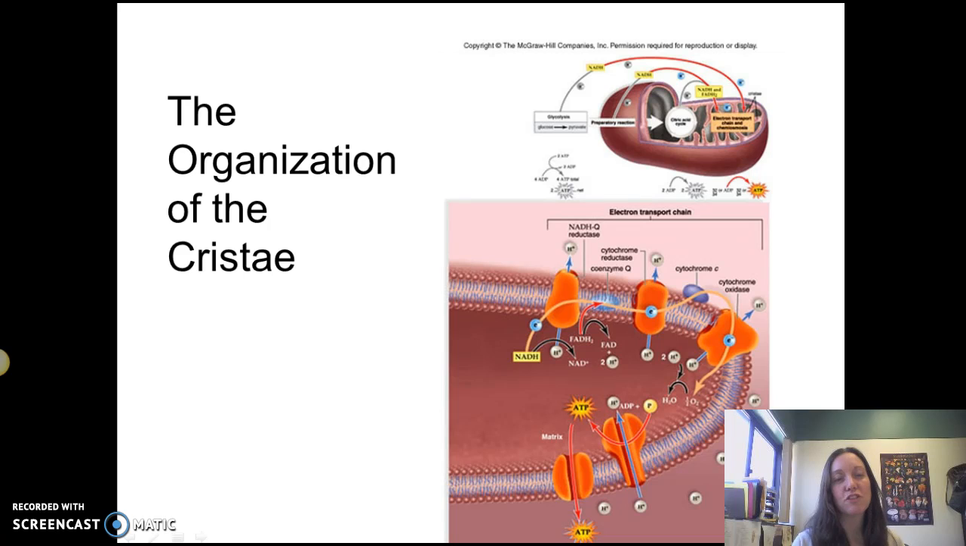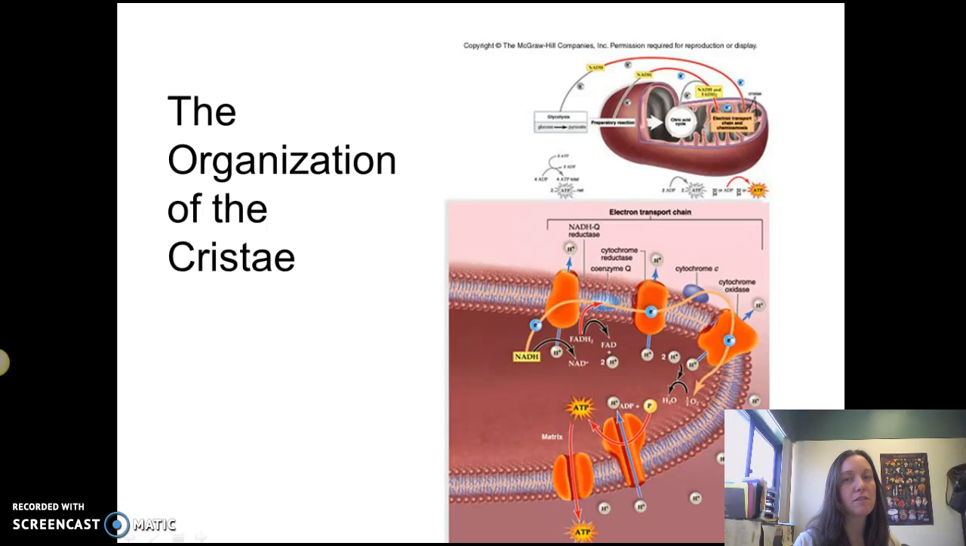This is another illustration showing the electron transport chain. And here you can see the molecules embedded in the cristae of the mitochondria. The electrons are shown as blue spheres. The proteins and cytochromes are those big orangey blobs. And the NADH is carrying the electrons to the electron transport chain.